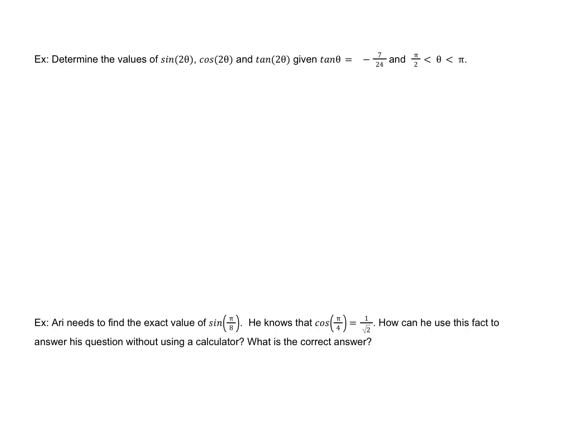So now let's try another style of question. Determine the values of sine of 2 theta, cos of 2 theta, and tan of 2 theta, given that tan theta equals negative 7 over 24, and theta is between pi over 2 and pi. That puts us in quadrant 2. So I am going to start off by drawing a diagram for myself here.